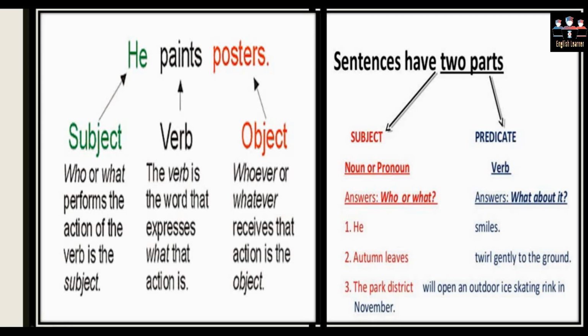Example number 2. Autumn leaves twirl gently to the ground. In this example, autumn leaves is the subject and the rest of the sentence is the predicate.